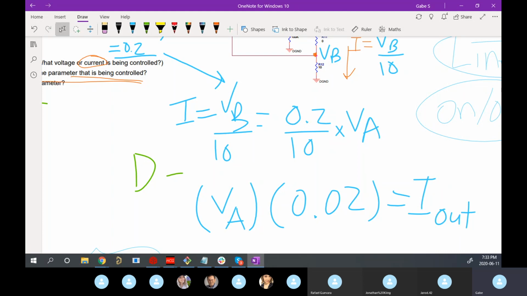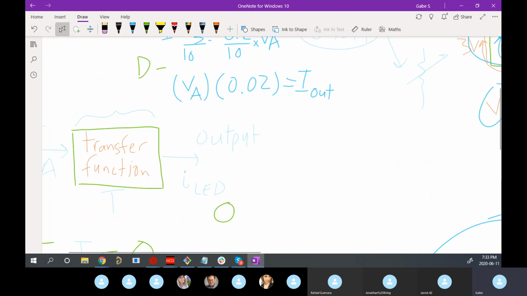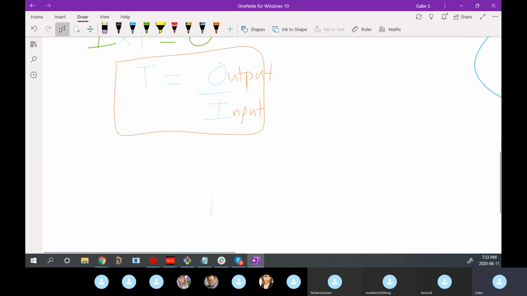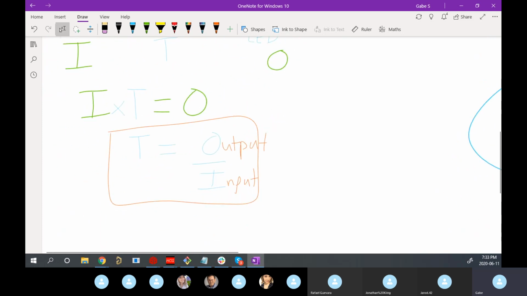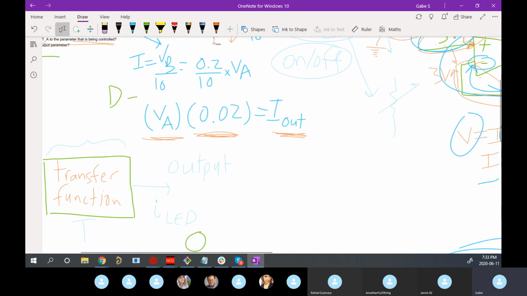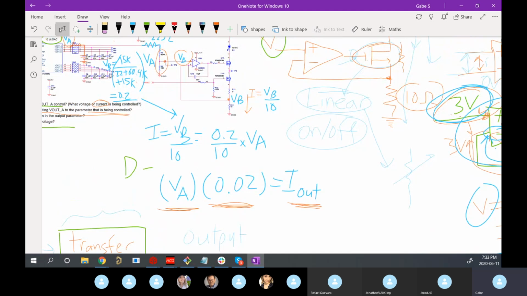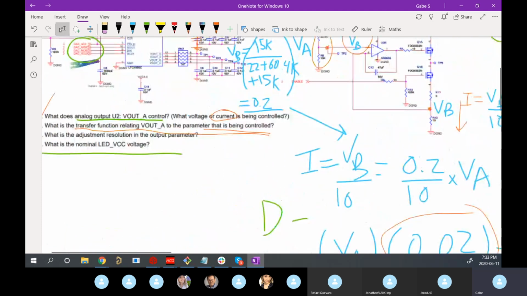Now, does this look familiar? Input times something equals output. That something is our transfer function. So now we know how to relate them. Transfer function, literally just 0.02. Great. Okay, that took us a long time.